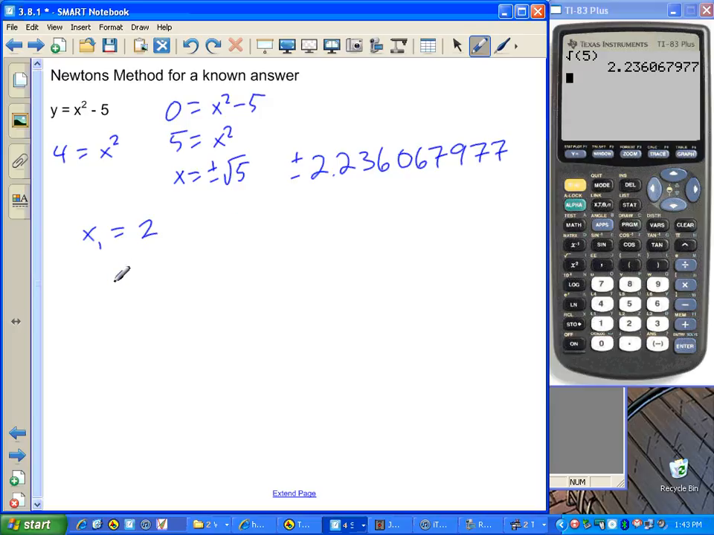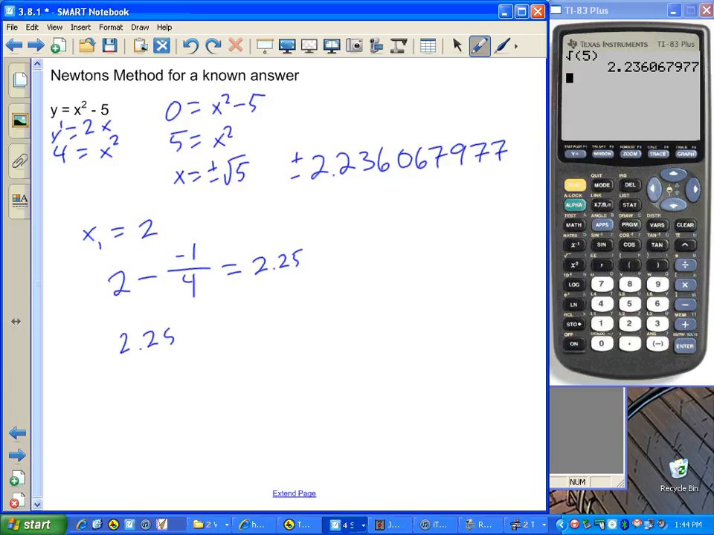So I'm going to take that first guess and subtract the function at that value. If I put 2 in here, I get 2 squared, which is 4, minus 5 is negative 1, divided by the first derivative of this. So I need to know what y prime is. It'd be 2x. So I want the first derivative at 2, which is 4. This gives me the next value I would use. So 2 plus a fourth is 2.25. That's my next x value.